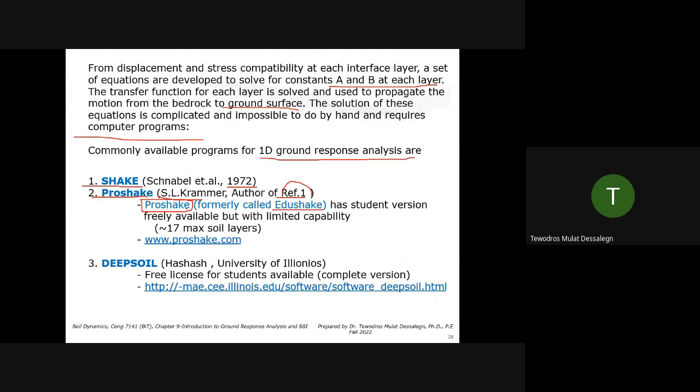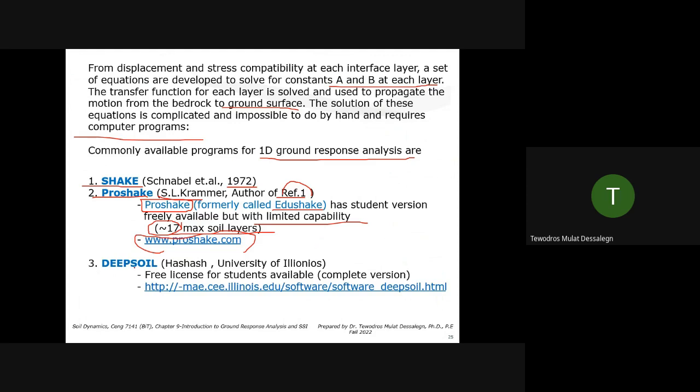ProShake is, I think, the commercial version of Shake. ProShake has a student version freely available but with limited capability: 17 max soil layers. You can do hundreds of soil layers if you buy the software. But for students to get familiar, Kramer still made it free, thanks to him, and you can use at least 17 layers. So you can go to this website and download it: www.proshake.com.